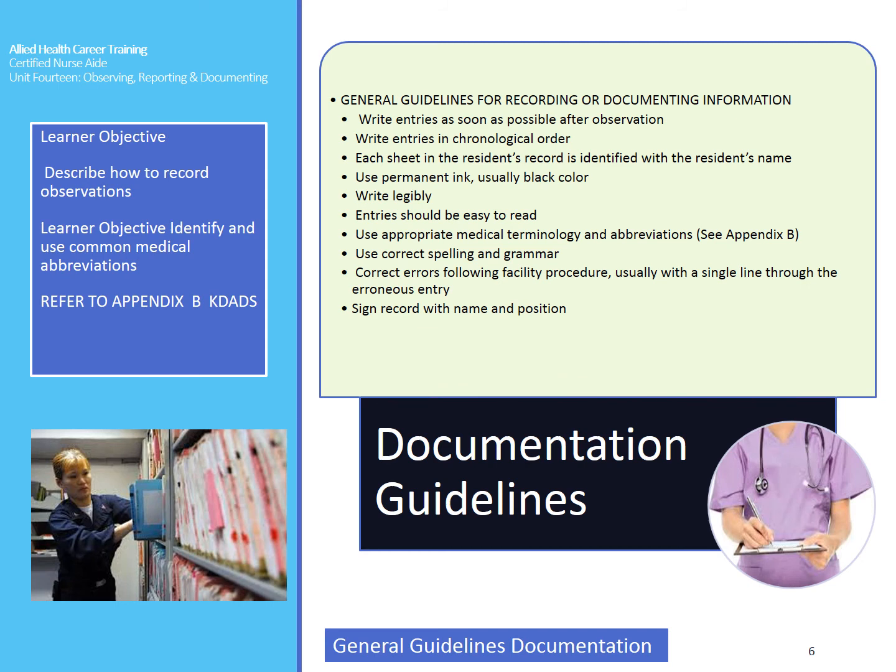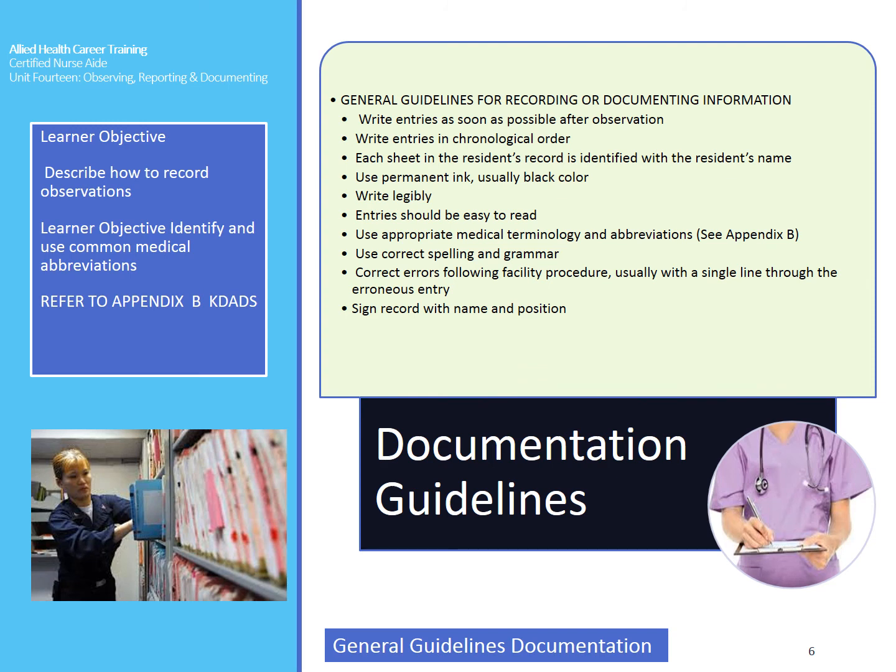Each sheet in the resident's record is identified with the resident's name, so you want to make sure that you have the correct resident. Use permanent ink, usually black in color, and every place that you work will tell you what color they want you to use. Some places used to use black for day shift, blue for evening shift, and green for night shift, whatever the case is. But usually black. Even if you are not doing paper charting, you need to have a pen and paper on you anyway. That way, just in case you do need to write down those observations before you can chart it, you've got it on hand.